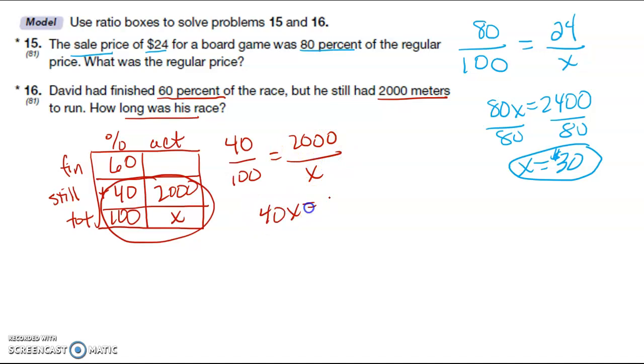And we cross multiply. 1, 2, 3, 4, 5. That's a lot of zeros. I think he had 5,000 meters left. Yay.